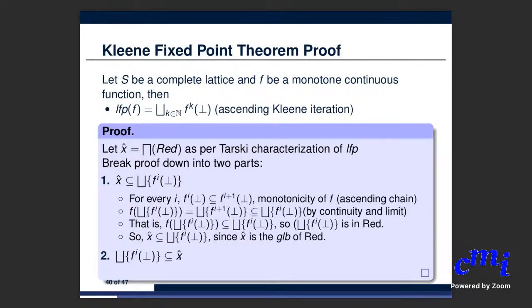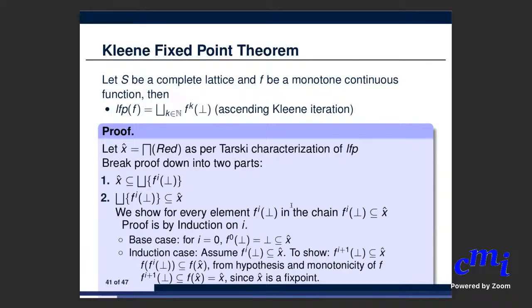The other direction can be shown by induction. x hat, as per Tarski's characterization, is the greatest lower bound of all the elements of the reductive set, and it is greater than or equal to every element in that Kleene ascending chain. That is done by induction. When i is equal to 0, f^0 of bottom is bottom. Therefore bottom is less than or equal to everything, including x hat.